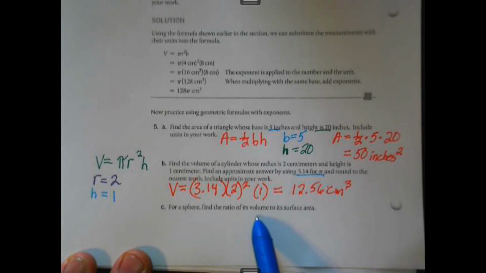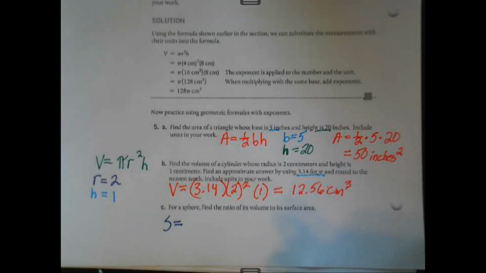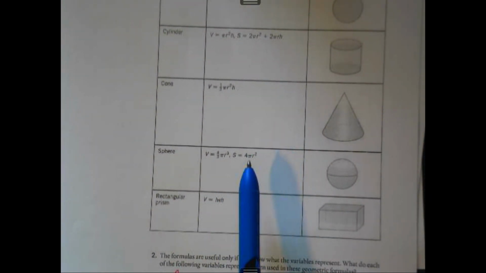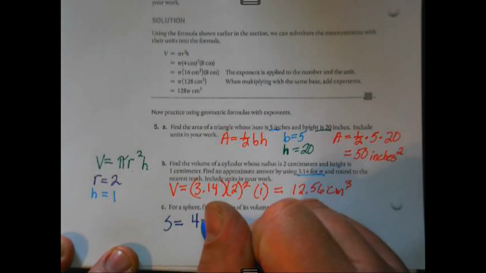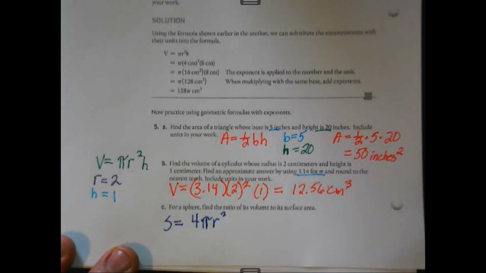Sphere, find the surface area. So surface area for a sphere, go back to my formula sheet. Sphere is 4 pi r squared. 4 pi r squared. And they give us in the problem, find the ratio of its volume to its surface area.